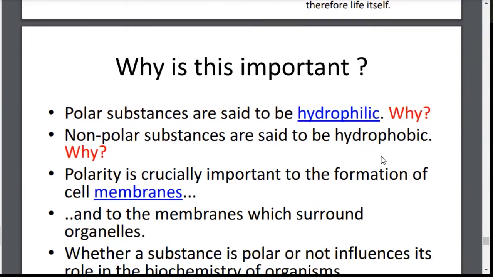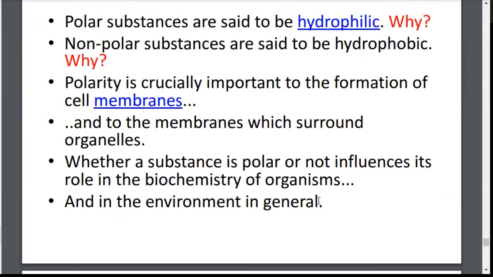Why is that? Polarity, this idea of difference in charge in substances, is crucially important to the formation of cell membranes, and the organelles, the tiny little organs which are inside cell membranes. So that's the nucleus, the mitochondria, the Golgi apparatus, all those sorts of structures. So what's being said is that whether a substance is polar or not influences its role in the biochemistry of organisms. And that just means the biological and chemical reactions which are going on inside you, and the processes going on in other organisms too.